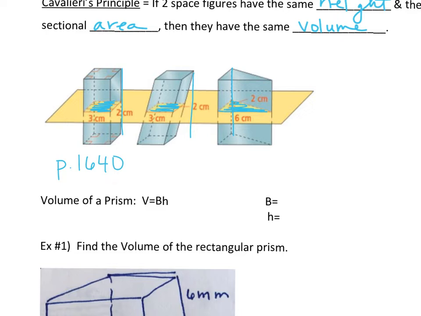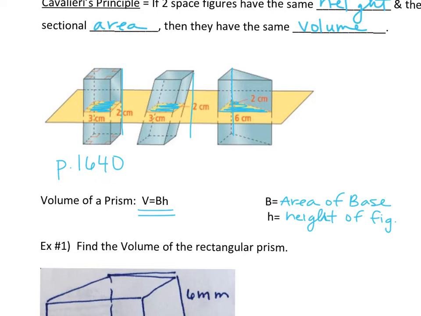Okay, so volume of a prism. The formula we're going to be using is V equals BH, and a capital B is always, always, always the area of the base. Okay, whatever shape your base is. And then H is always going to be the height of the figure.